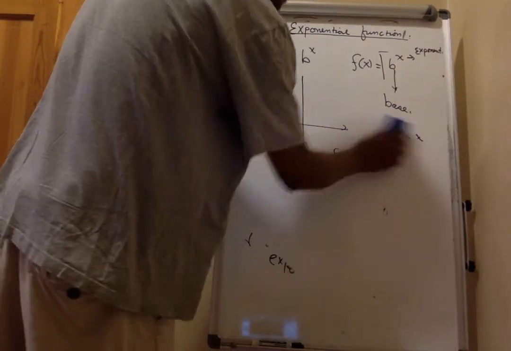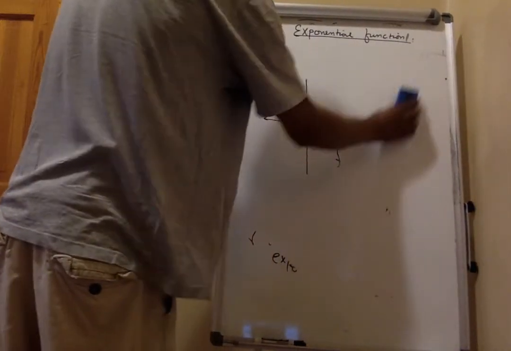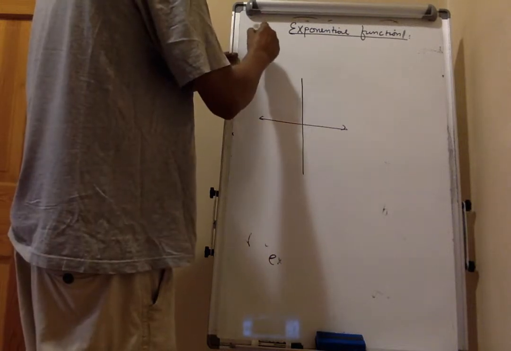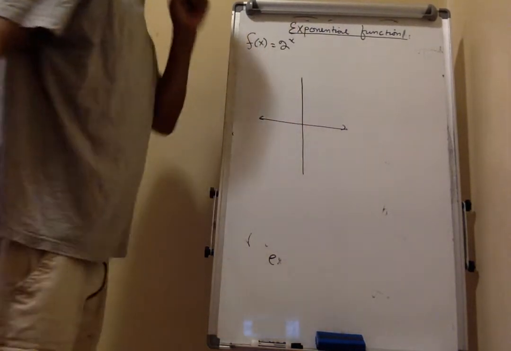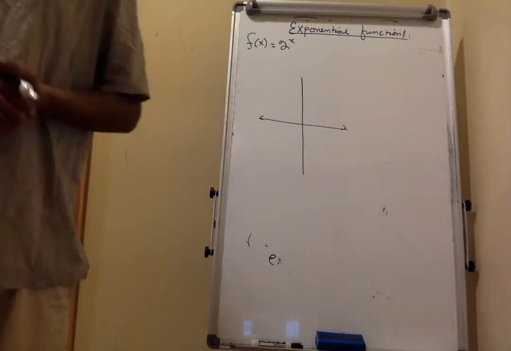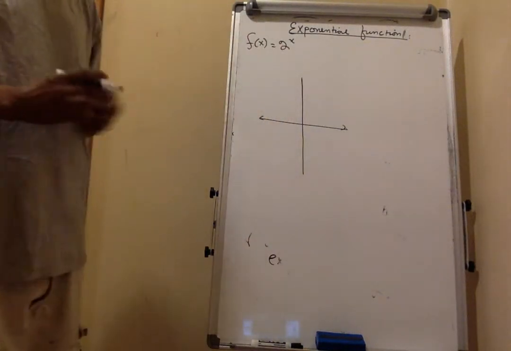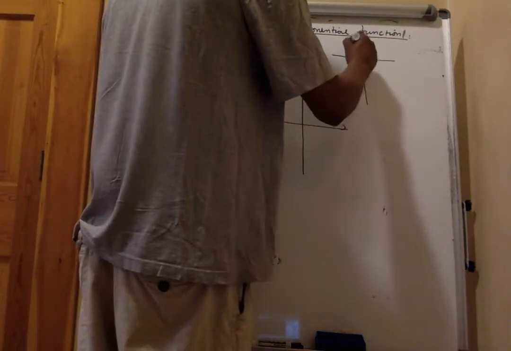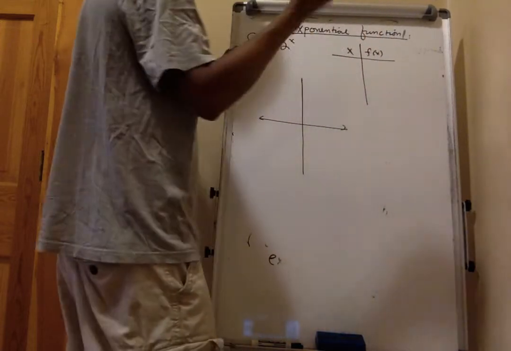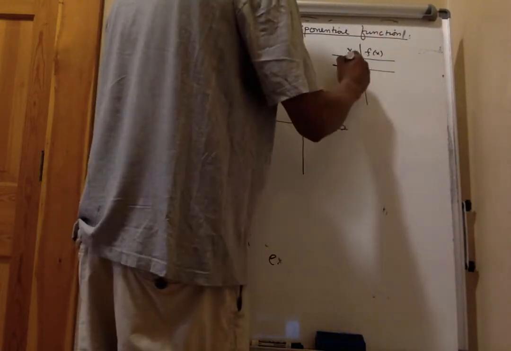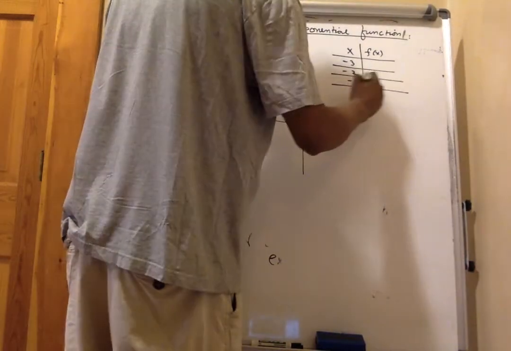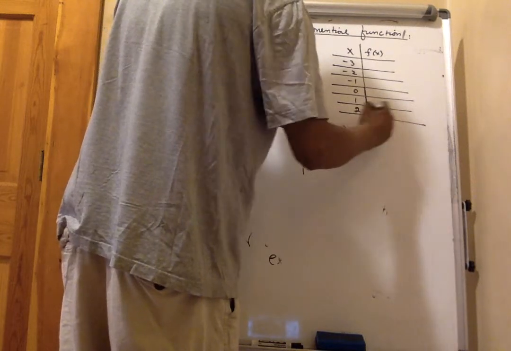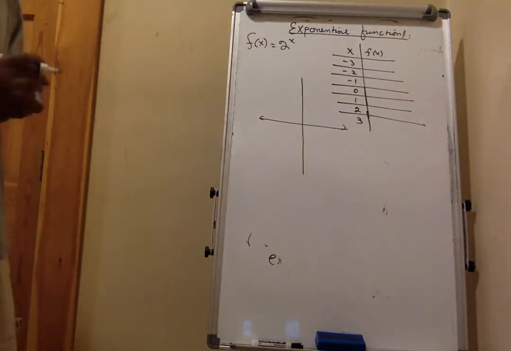So, let's say f of x is equal to 2 to the x. Without even drawing, we know this is an exponential growth because 2 is greater than 1. And if you do the table, x and f of x, let's start from -3, -2, -1, 0, 1, 2, and 3. Let's see what f of x would look like.